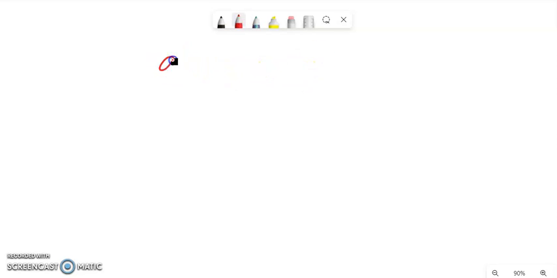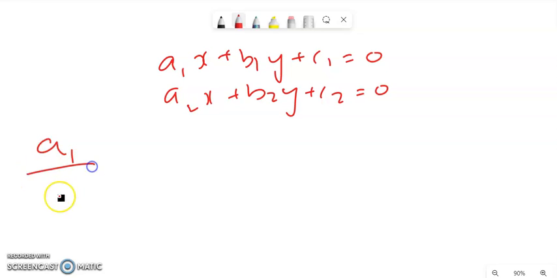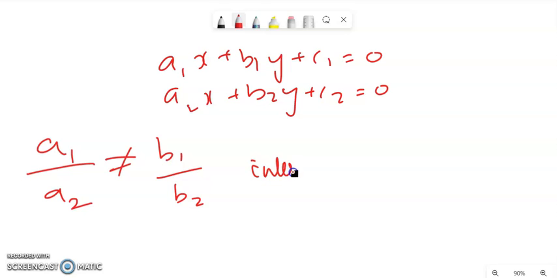What was our general form? a1x plus b1y plus c1 equal to 0. a2x plus b2y plus c2 equal to 0. See, if the lines are intersecting, it will be like this: a1 divided by a2, that is the ratio of a1 and a2, will not be equal to the ratio of b1 and b2. Then the lines are intersecting, as I showed you in my previous slide, they are intersecting on the graph.